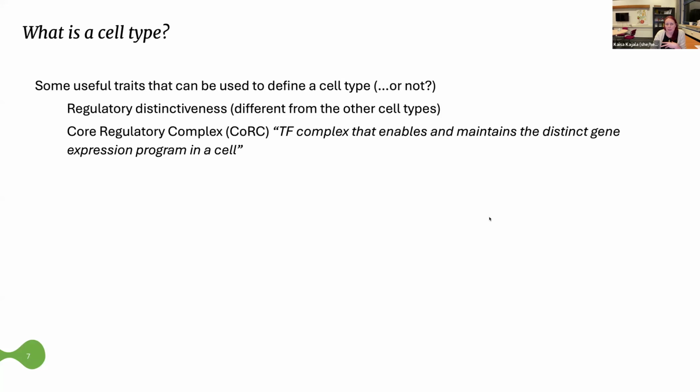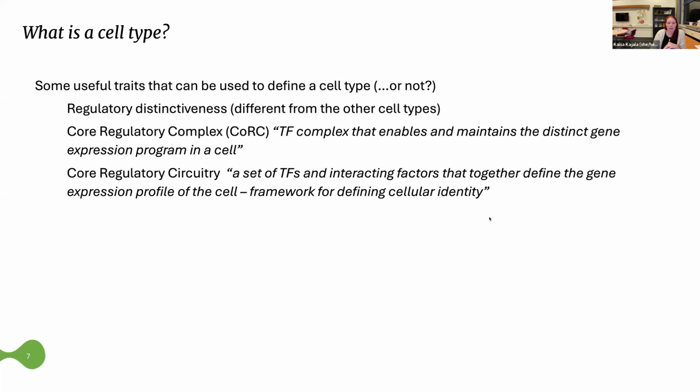And in the animal field, and especially when talking about the evolution of animal cell types, they have discussed at length the idea of the core regulatory complex, which was defined as the physically interacting transcription factor complex that enables and maintains the distinct gene expression program in a cell. And then later on it was refined as the core regulatory circuitry, a set of transcription factors and interacting factors that together define the gene expression profile of the cell, and which is the framework for defining cellular identity.